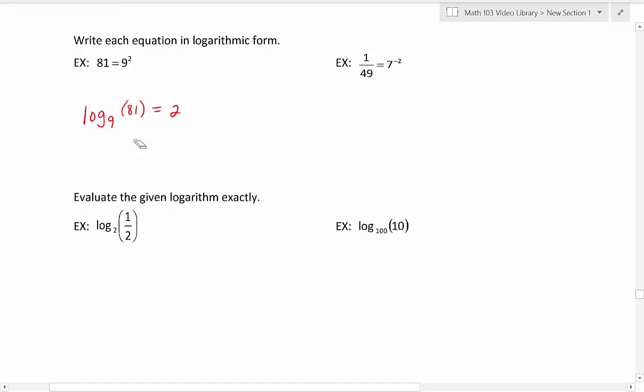Let's convert 1/49 equals 7 to the negative second power to logarithmic form. We know that the bases are the same. Our base in this example is 7. Our argument, which is what we call what's inside the parentheses, is 1/49, and this will be equal to -2.